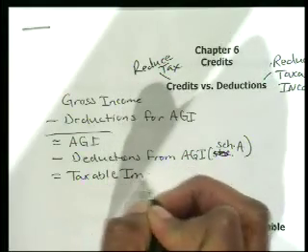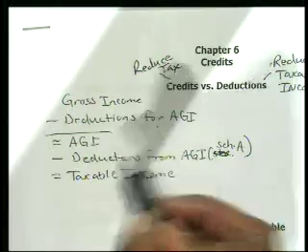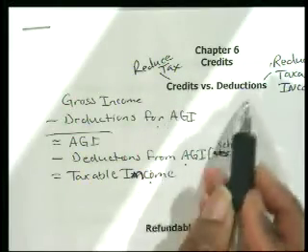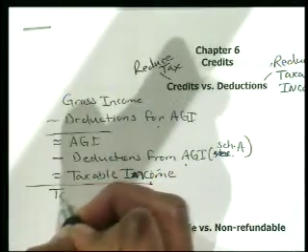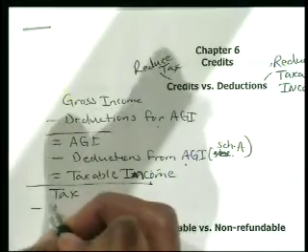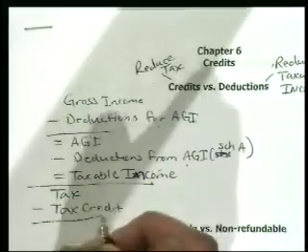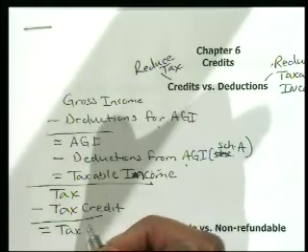So basically, any deductions up to this point, be it a deduction for AGI or a deduction from AGI, is going to reduce your taxable income. And then at that point, I'm going to get my tax using my taxable income. And then in this chapter, tax credits are going to reduce your tax. And that gets you down to the tax that is due.